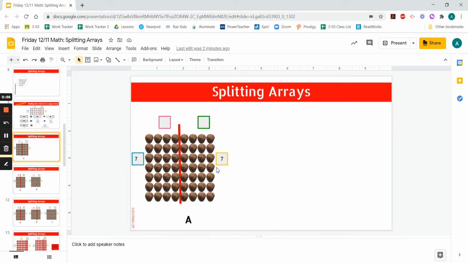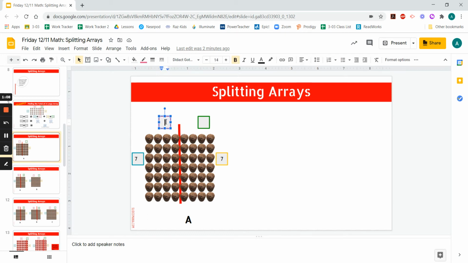One way that I can split this large multiplication fact is in half, right in the middle, so that instead of multiplying 7 times 8, I can multiply 7 times 4 to find one of the small arrays. The other one looks exactly the same, and since I cut it in half, the other one is also 7 times 4, and then just double what I get for 7 times 4.